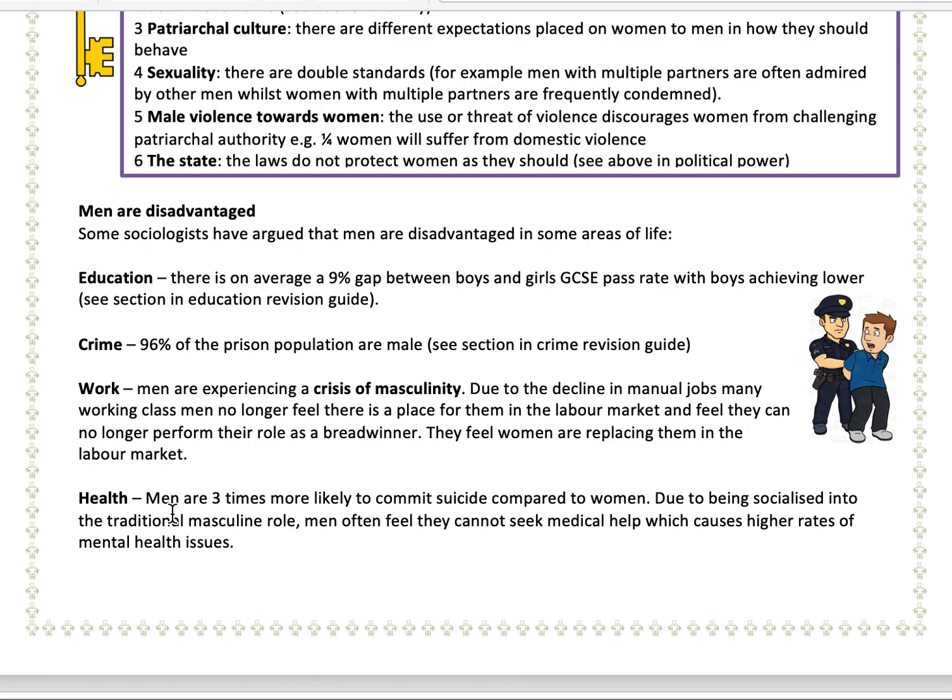The workplace, men are experiencing a crisis of masculinity, so a decline in manual jobs. They don't really know what their place is anymore.